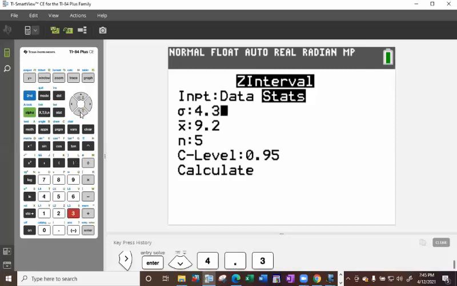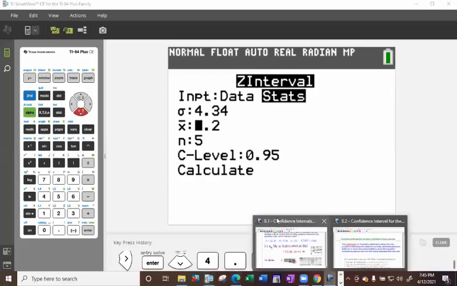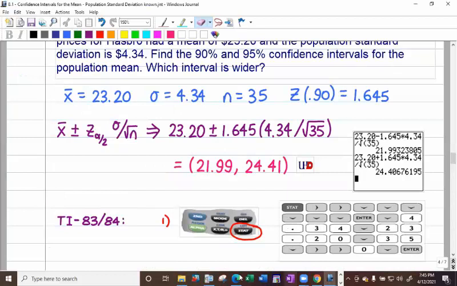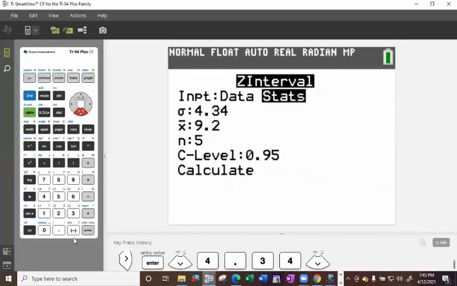4.34. 2320 maybe? Let me look. Yeah, it is. Yeah, there we go. Should have trusted myself. 2320, thank you. Oh, brain fart here.